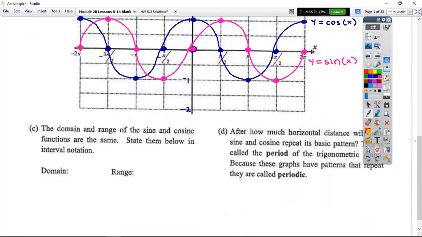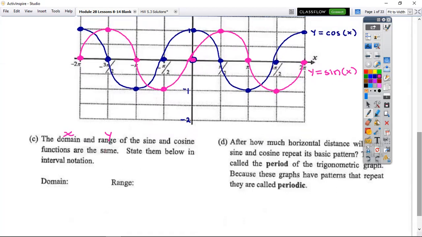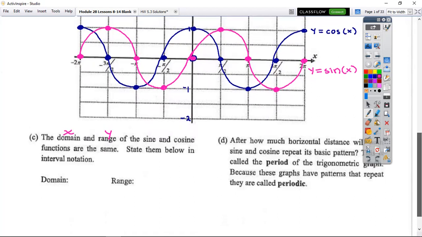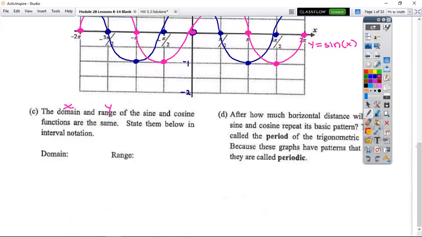So it says letter C. The domain and the range of the sine and cosine functions are the same. Domain pertains to your x values. Range pertains to your y values. So state them both in interval notation. So my domain, what would happen with these graphs is they would go on forever. So I could graph them forever to the left, forever to the right. So we say when we can graph something forever, that our domain goes from -infinity to infinity.